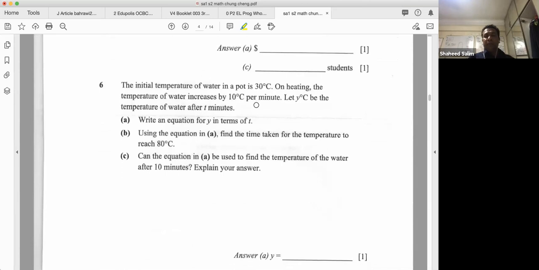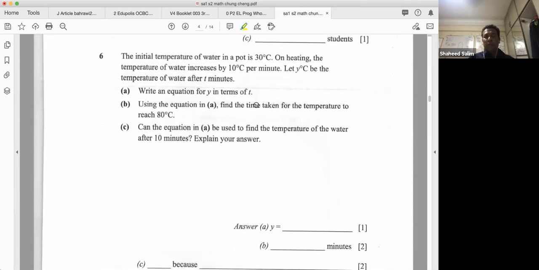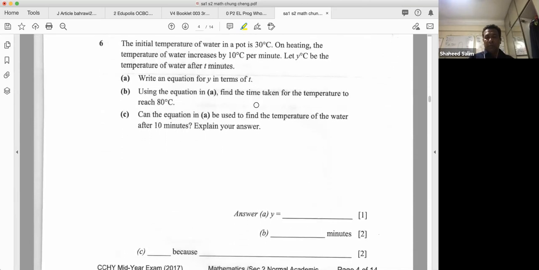Okay, same thing. Believe in yourself, you can do this. Initial means at first.